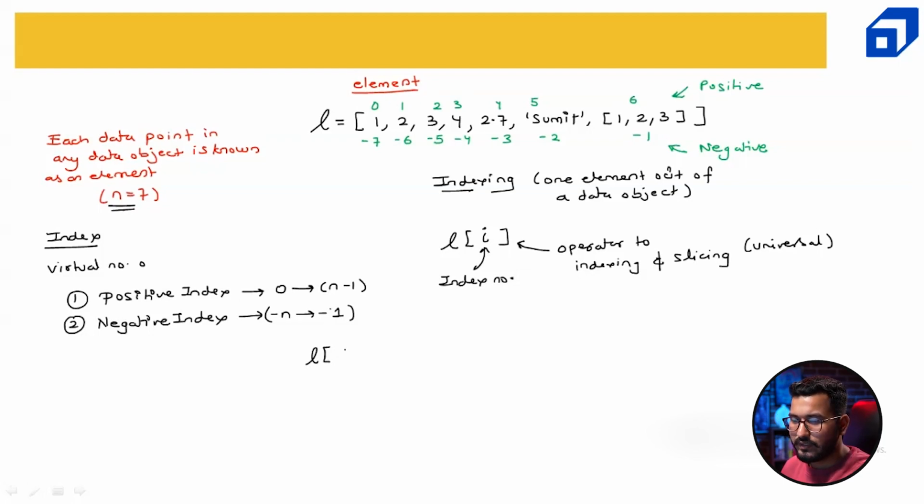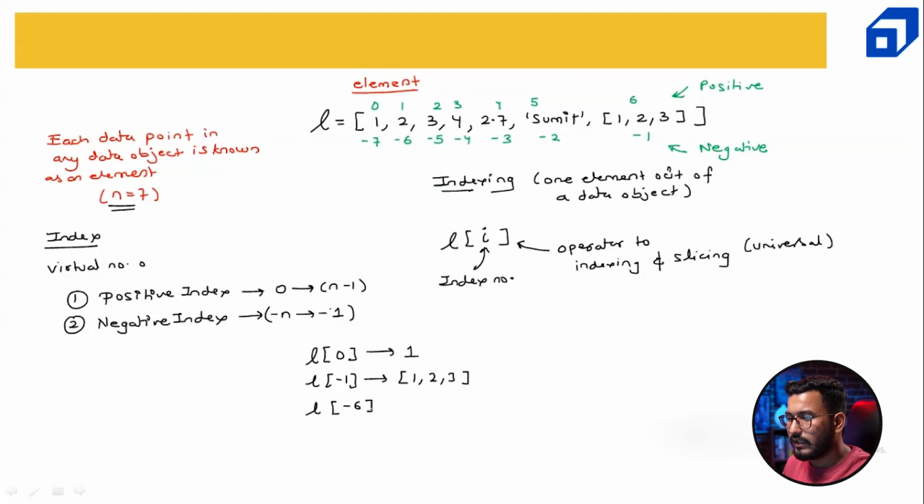Let's quickly take one example. If I say L of 0, I'll get the output as 1. If I say L of -1, I'll get the complete list because that's my last element. If I say L of -6, I'll get 2. So you can use positive index, negative index, that's not a problem. That's what is your indexing. Let's quickly understand slicing also.